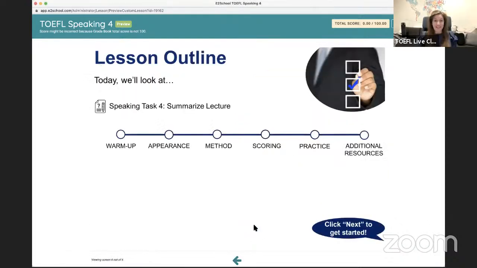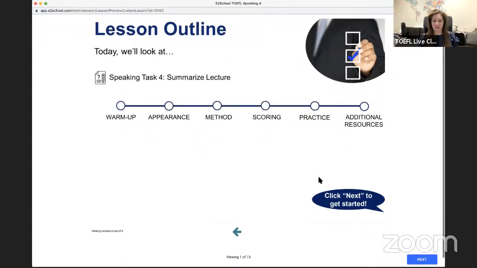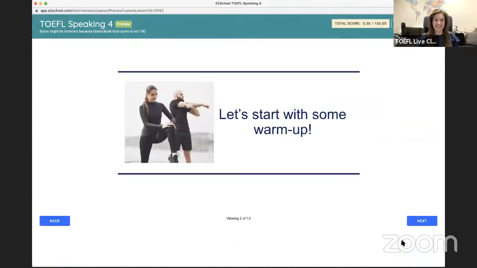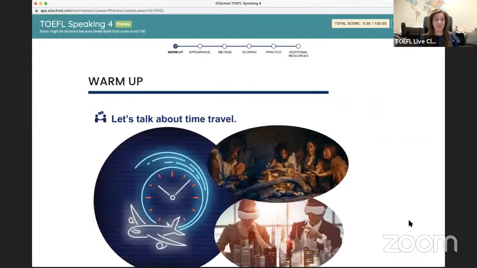All right, so the outline for today, again, we're just focusing on that task 4. We'll start with a warm-up. We'll move on to the appearance, so what it will look like in the testing center. We'll go over the method, scoring. You'll have some time to practice, and then I'll share some additional resources with you. So let's get started. And let's start with the warm-up.